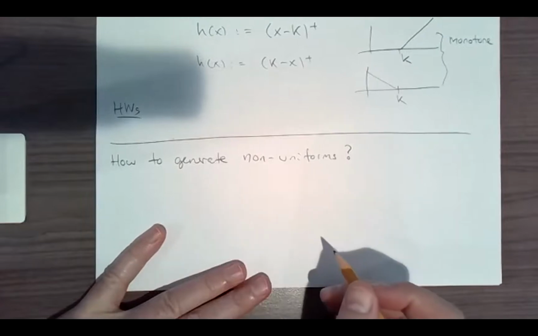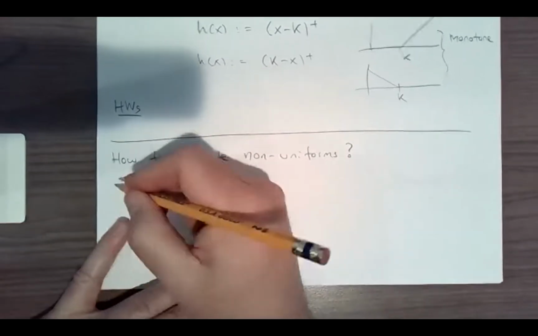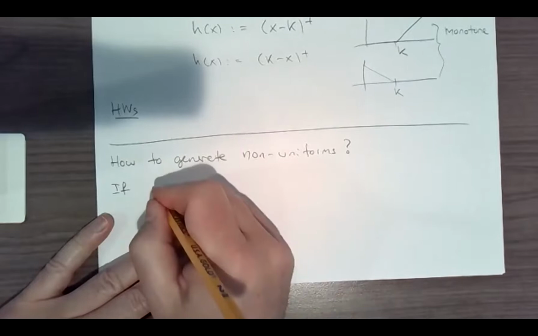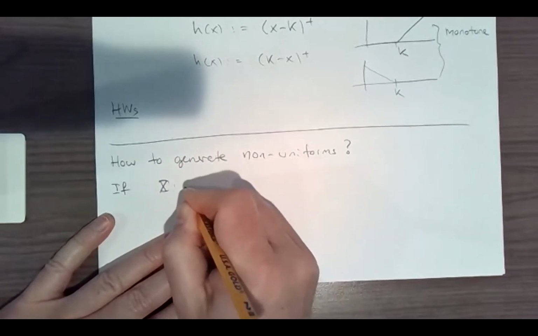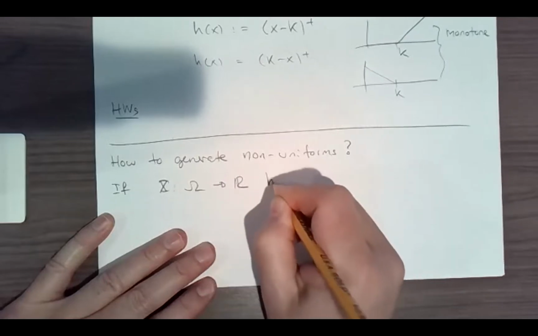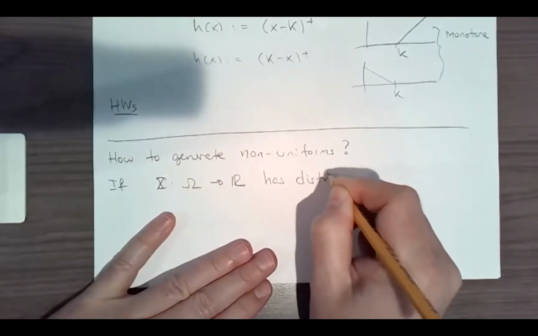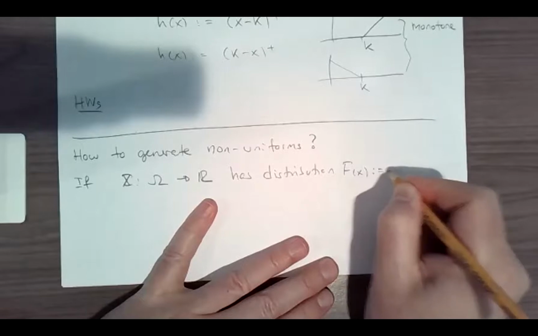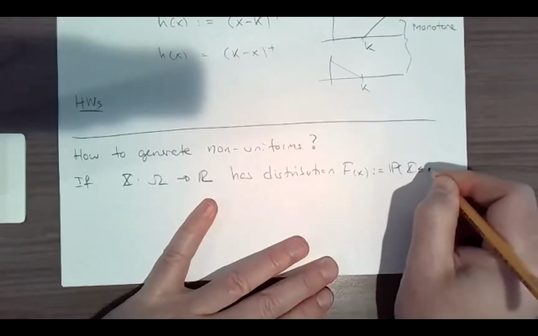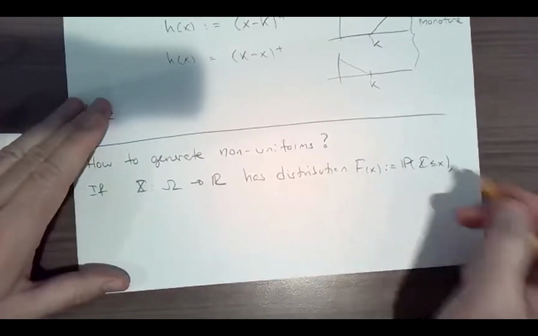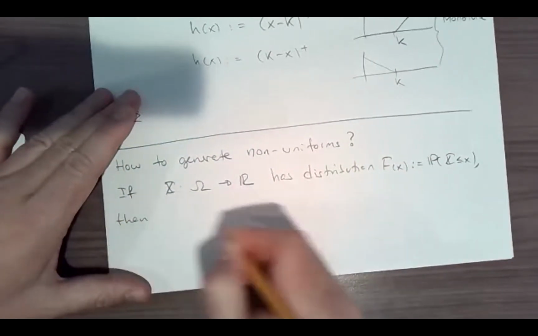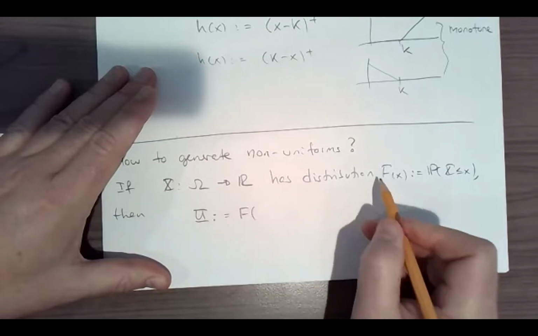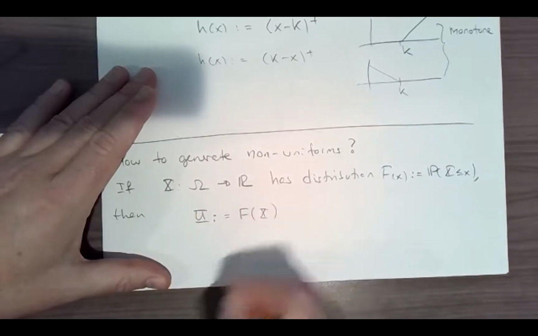Anyway, how to generate non-uniforms? So we looked at this a little bit. If x is a random variable going from omega to R, with distribution F, where F of little x is the probability that the random variable is less than x, then you can set u to be F, that distribution function, composed with the random variable. This is uniform.